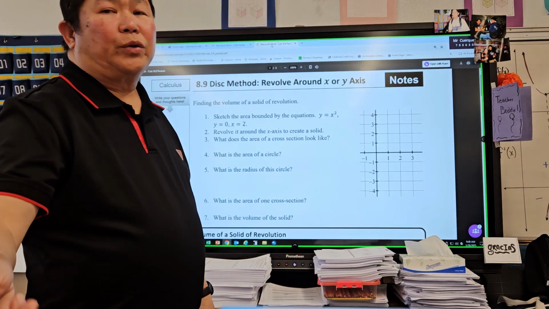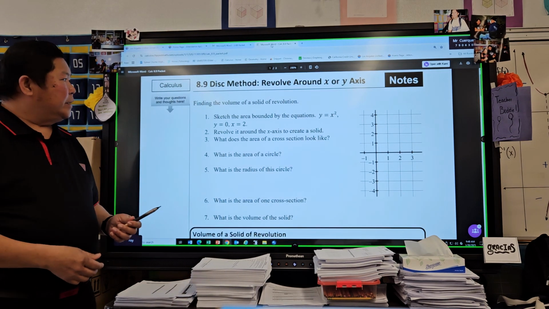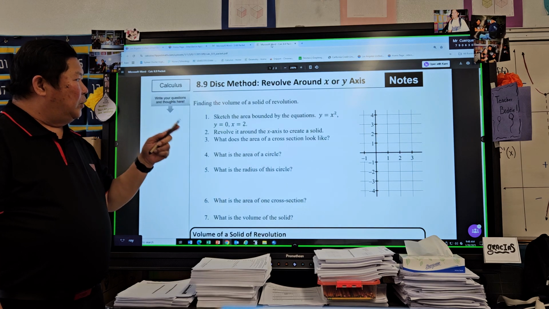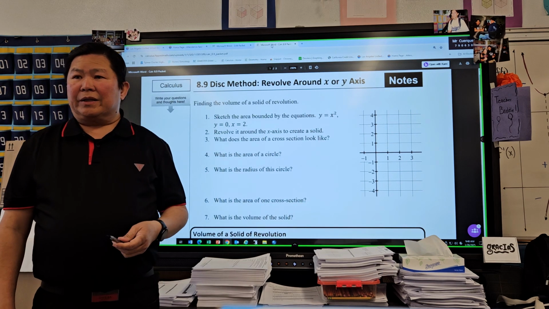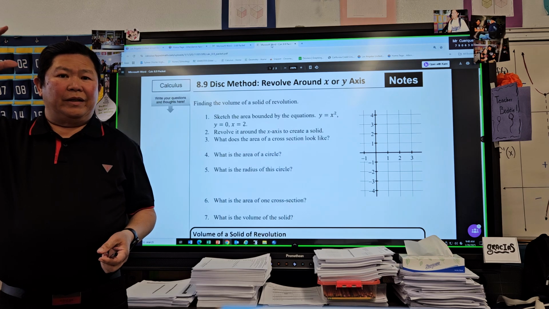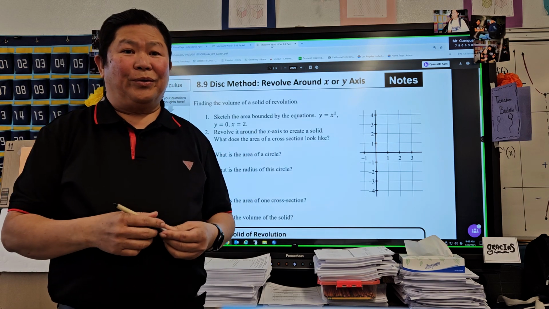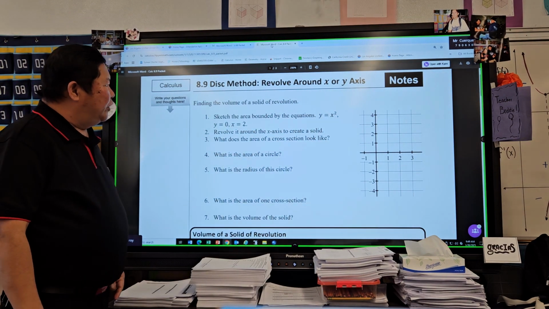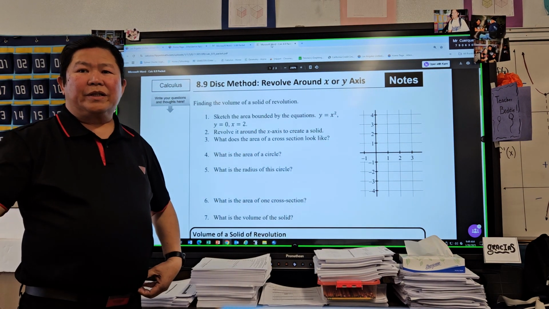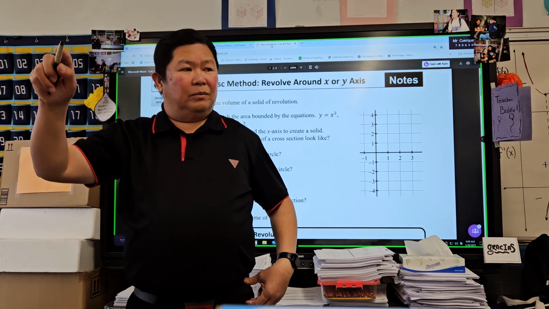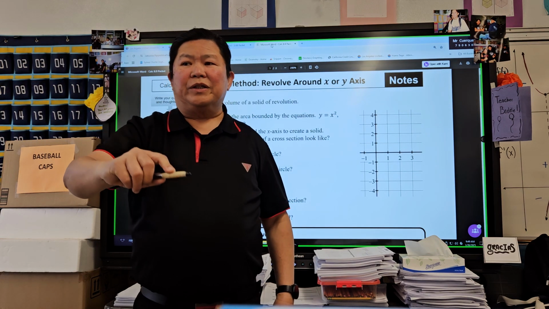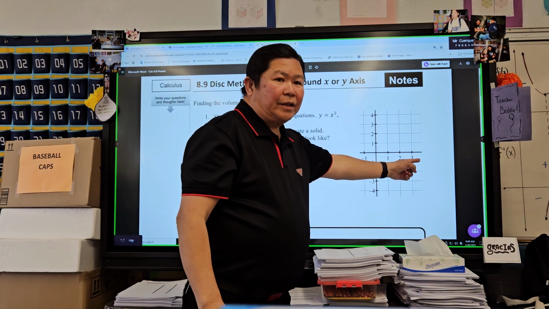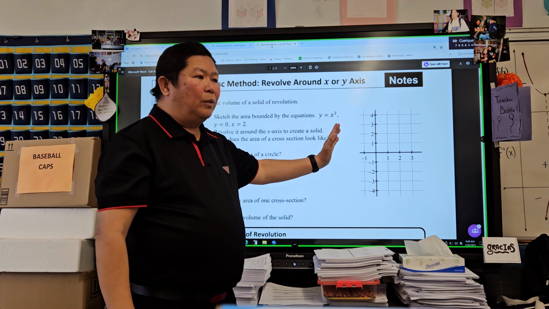So today is March 20 and we're gonna discuss topic 8.9. It's a disk method, revolving around the x or y axis. You know what a disk is, right? A satellite disk or whatever, right? So first is finding the volume of a solid of revolution. So this time the disk is being revolved. Okay? We're gonna rotate. Either the rotation is along the x-axis or along the y-axis.